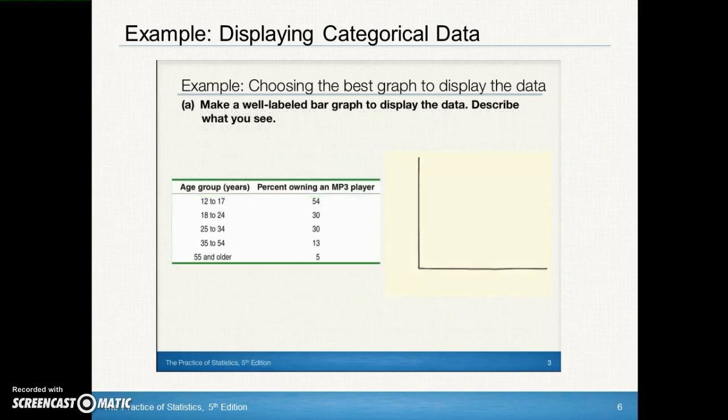The first part of the example asks us to make a well-labeled bar graph to display the data, and then describe what we'll see. To do this, we'll first need to start by labeling our axes. The horizontal axis will be labeled with our age group in years, 12 through 17, 18 through 24, 25 through 34, 35 through 54, and 55 and older, while the vertical axis will represent the percent who own an MP3 player. We'll run this axis from 0 through 60 since the highest percentage is 54.